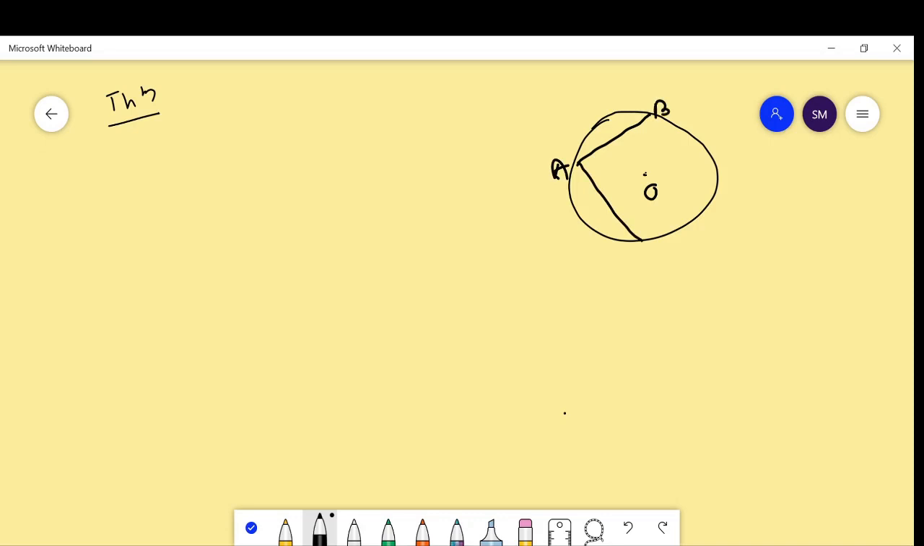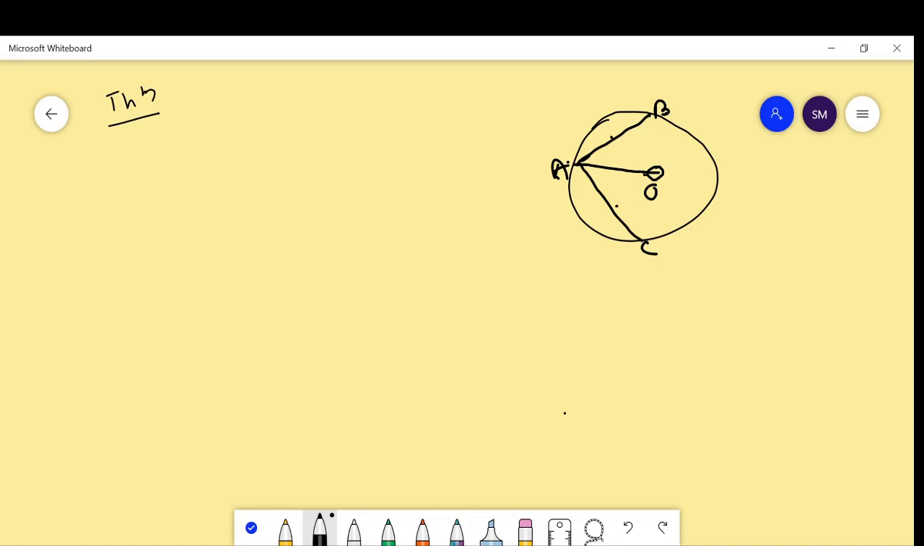AB and AC are two chords of the circle and are such that O lies on the bisector of angle BAC. And here this is the angle bisector of the angle BAC. Here AO is the angle bisector of the angle BAC, and the center lies on the angle bisector. Then here we have to prove that AB is equal to AC.